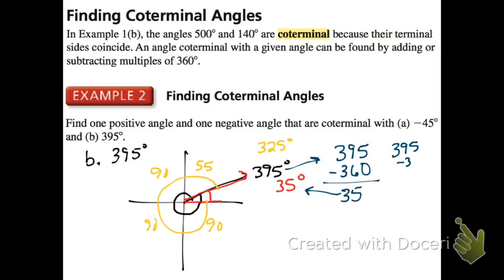And then if I subtract 360 twice, I'll get my negative angle of negative 325. I forgot to put the negative on there. Sorry. So by just adding or subtracting 360 over and over, you can get all the coterminal angles. I could have also added 360 to my 395, and I would have gotten another coterminal angle.